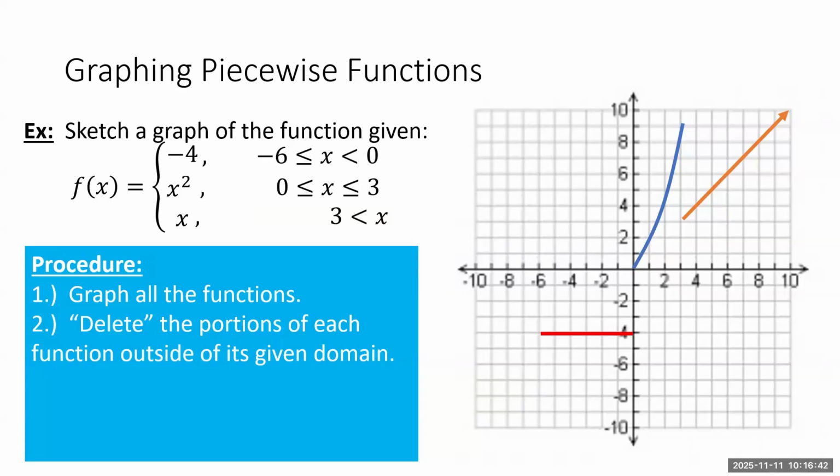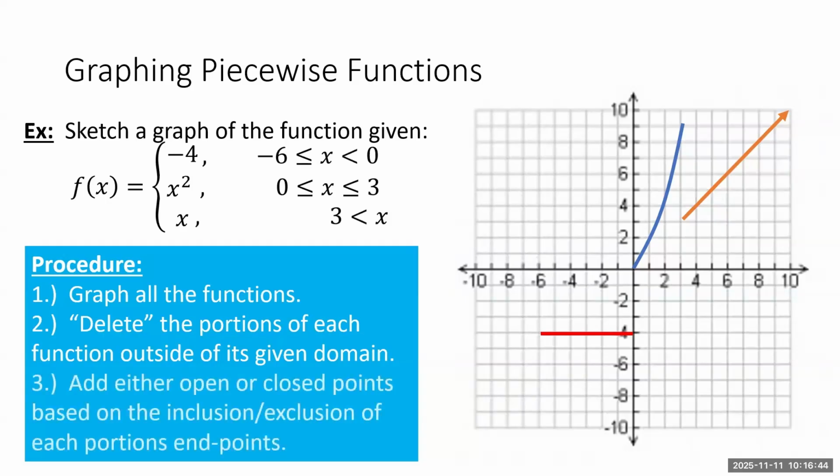Now I need to do the endpoints. So I'm going to add either open or closed endpoints based on the inclusion or exclusion of each portion's endpoints. So now I'm going to look at formula 1, since the horizontal line goes from -6 to 0. -6 is included, 0 is not. At -6, I'm going to put a closed circle, but at x = 0 on the horizontal line, I'm going to put an open circle.